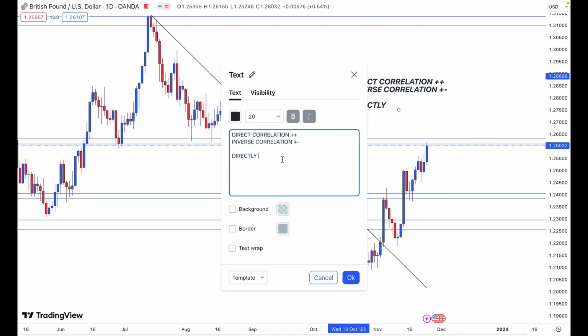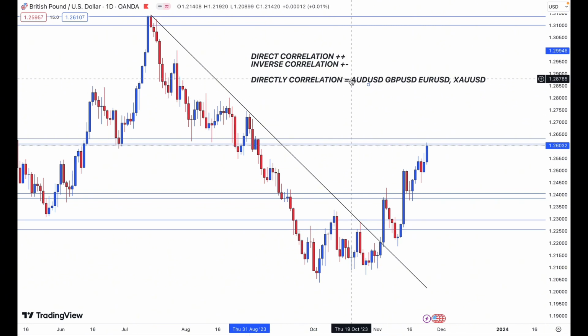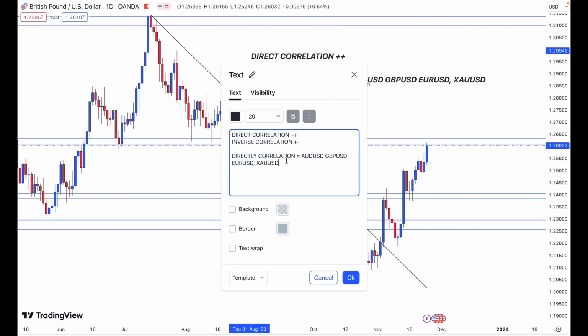Now, directly correlated pairs are pairs such as AUDUSD, GBPUSD, EURUSD, and in most cases XAUUSD. Yes, some people don't really know that this metal, XAUUSD, is actually closely related to these other pairs. If GBPUSD is dropping, XAUUSD may have dropped or is dropping as well. They just need to fulfill their technicals, but that doesn't mean they are not correlated. I'm going to be showing you everything on the chart, so stay along.